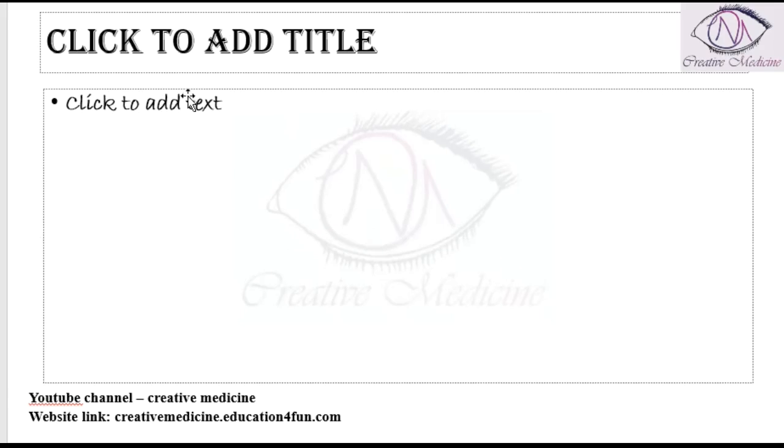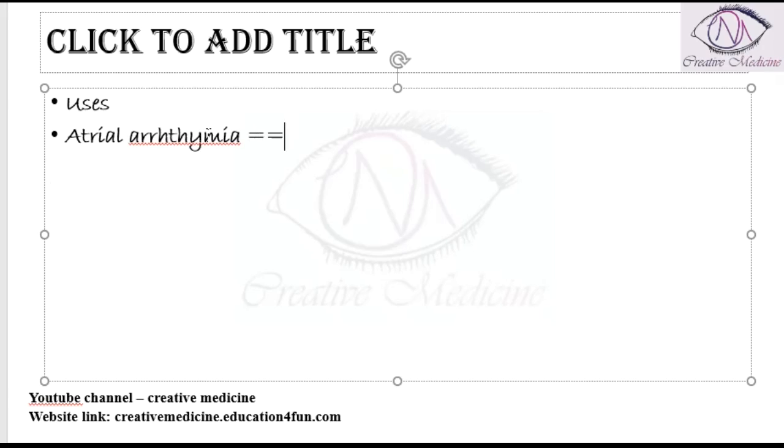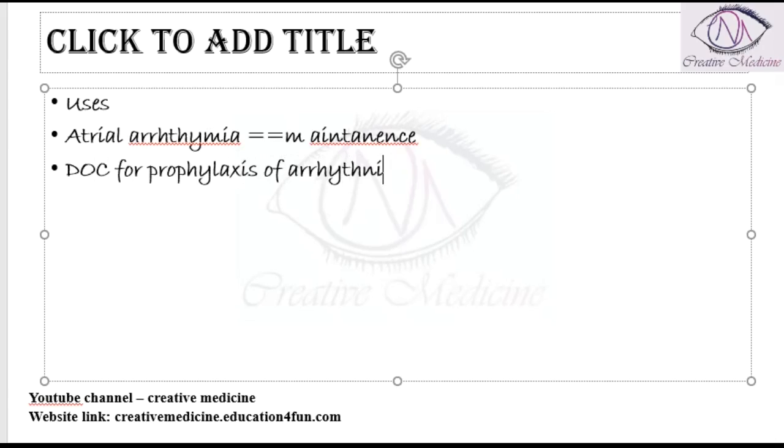Uses of amiodarone. Amiodarone is mainly used in atrial arrhythmias. That too, it is used in the maintenance phase of the atrial arrhythmias. It is used as drug of choice for prophylaxis of arrhythmias. So for prophylaxis of arrhythmias, we can use amiodarone, and for atrial arrhythmias, for maintenance we can use amiodarone.